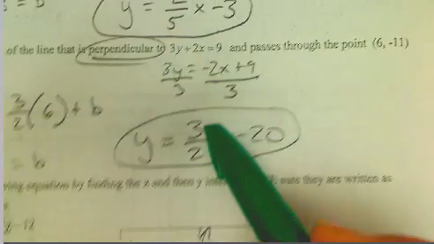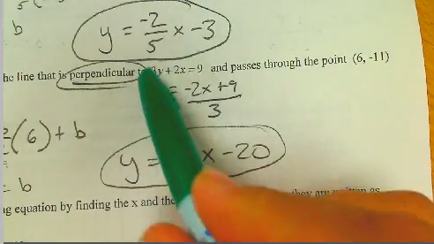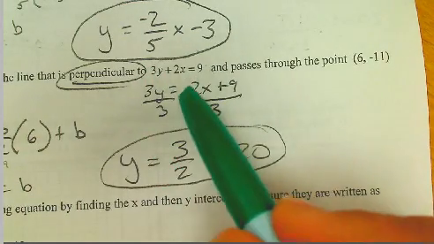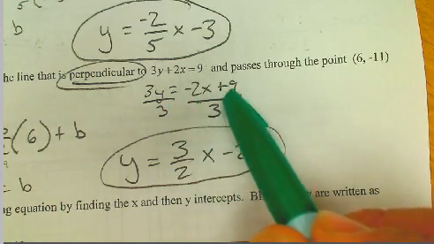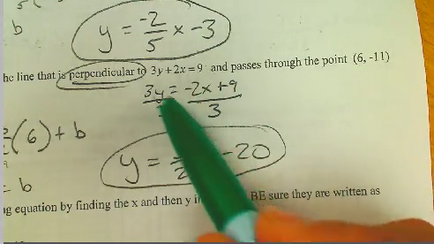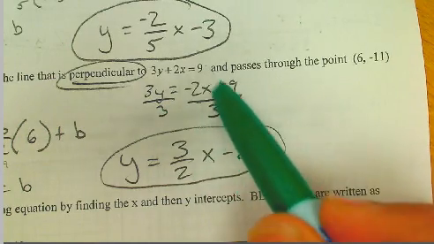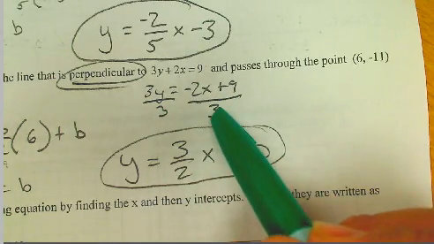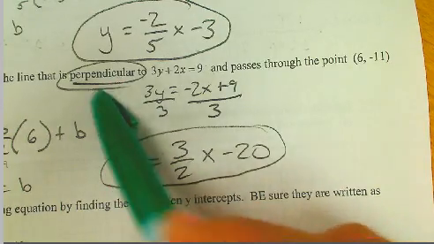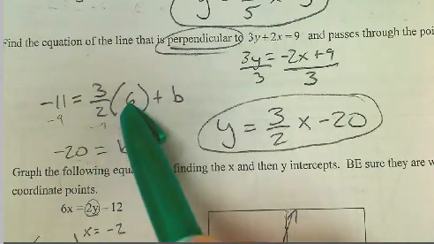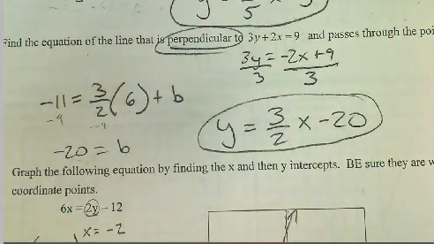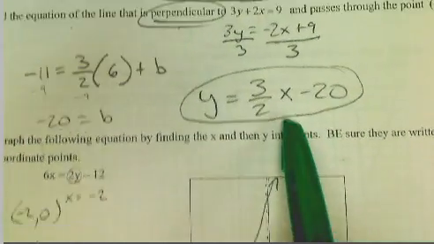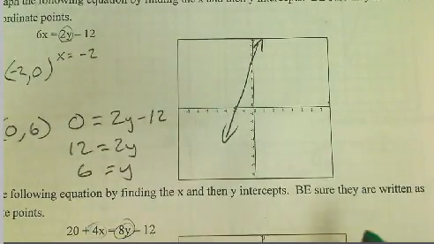Same process here, except my slope is hidden in this equation. You have to find it by solving. So subtract 2x from both sides. That's how I got the 3y equals -2x plus 9. And then divide by 3, divide by 3. So that gives me -2/3 as the slope of the line. I need the perpendicular slope, so it's going to be +3/2. And then I plugged in my 6 for my x, my -11 for my y, and solved. That's how I got my equation. Starting to run out of time.